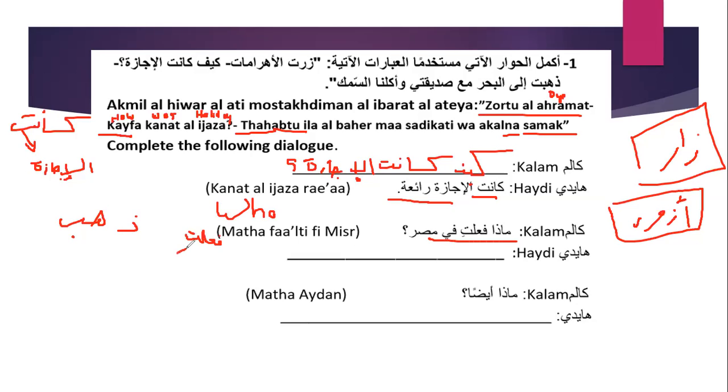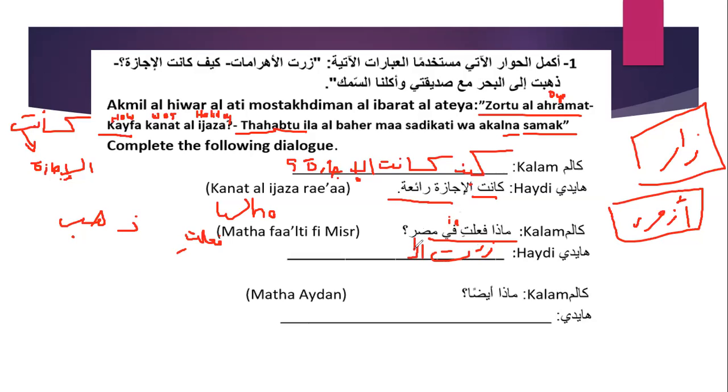فعلتِ because Callum is posing a question to Heidi. ماذا فعلتِ في, في is in, a preposition. مصر is Egypt. ماذا فعلتِ في مصر؟ For example, you can say here زرت الأهرامات, I visited the pyramids. So here, first he asked her how was the vacation. Then he asked her what did you do in Masr.